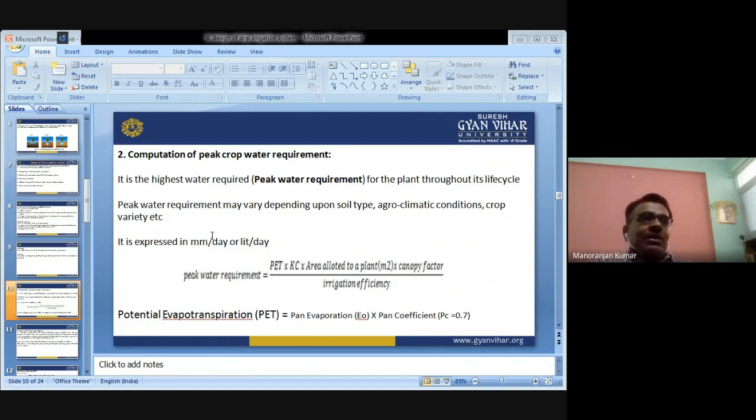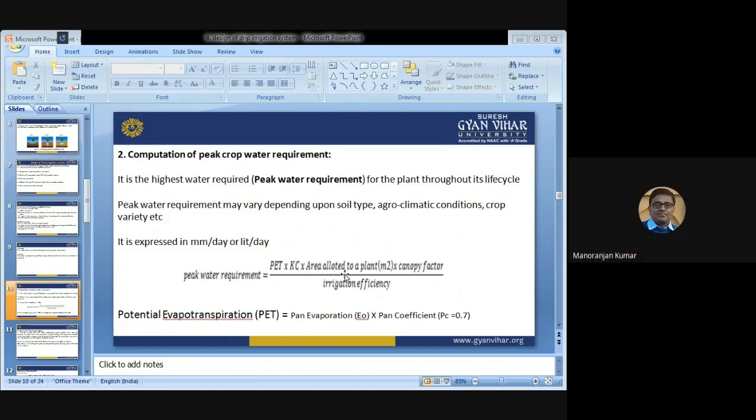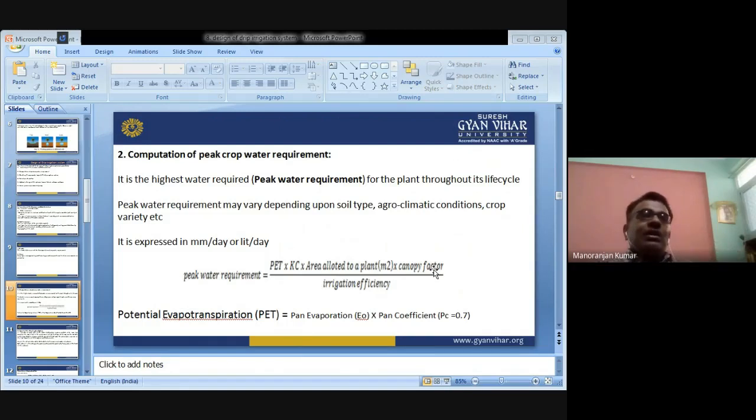This peak water requirement you can calculate by the equation: PET, potential evapotranspiration, into Kc, the crop coefficient, into area allotted to a plant. Okay, means row to row spacing or plant to plant spacing, that will give the area. Canopy factor. Okay, how much the shadow of the plant is there on the soil surface, that is the canopy factor. Irrigation efficiency. Okay, so in this way you can calculate the peak water requirement and you can use this data for the designing of drip irrigation system. So this peak water requirement can be expressed in mm per day or liter per day.